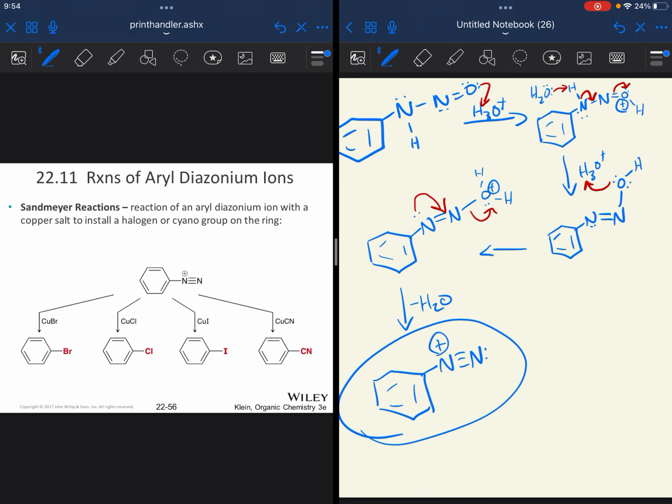You can make, what is the word I'm looking for? A bromobenzene, a chlorobenzene, iodobenzene, and cyanobenzene using copper salts with diazonium salts. So we know a way to put on bromine and chlorine already. This is just another option. But we also now have a way to put on iodine and a nitrile, which we have not had a way to put on iodine before.